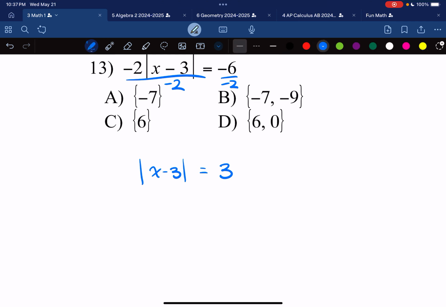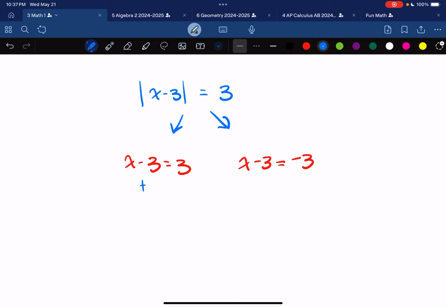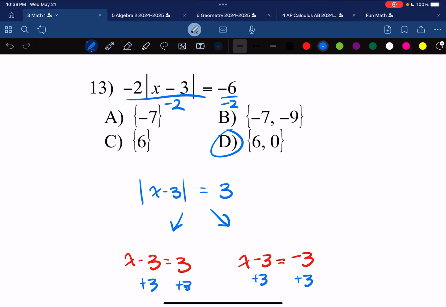Now we can drop the absolute value symbol and we can turn this into two separate problems. The first problem is x minus 3 is equal to 3. The second problem is x minus 3 is equal to a negative 3. From here, we're going to solve both of these the exact same way by adding 3 to both sides. When we do that, we get x is equal to 6 and x is equal to 0. So 6 and 0 are the correct answers, therefore option D.